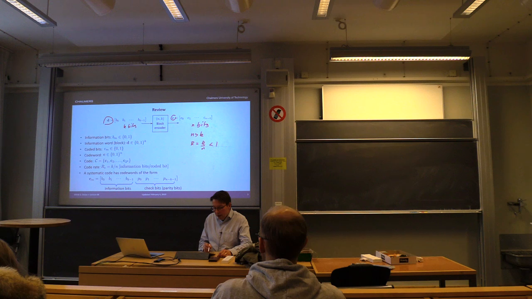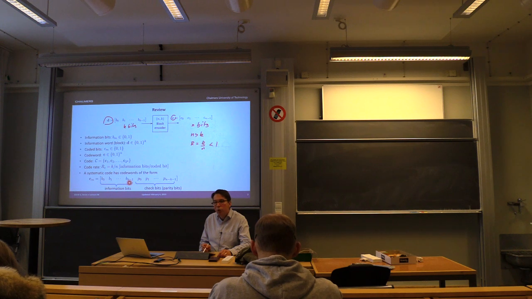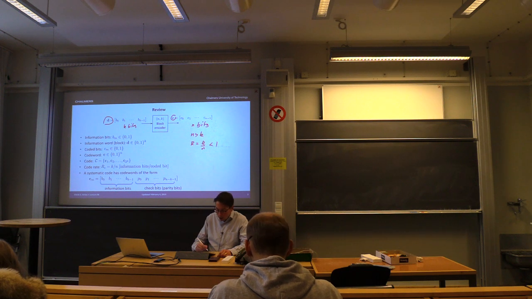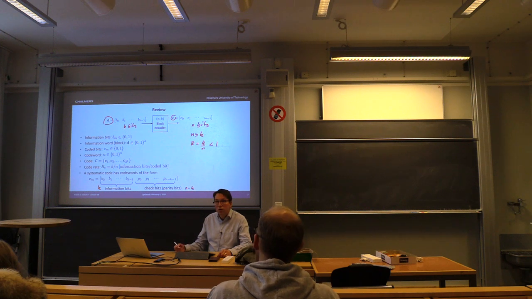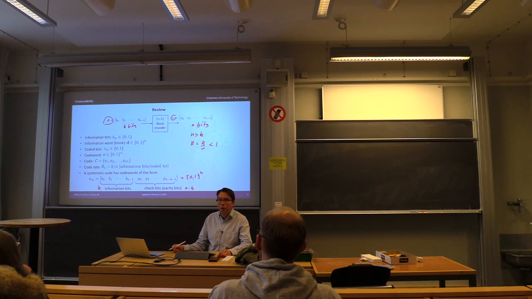So that's the code. A systematic code has code words of a very special form, where the first k bits are the input to the encoder. So these are the information bits, and then there are check bits or parity bits at the end, and there are n minus k of those. So k information bits and n minus k parity bits, because this is an n-bit vector. Okay, so that's the general setup.